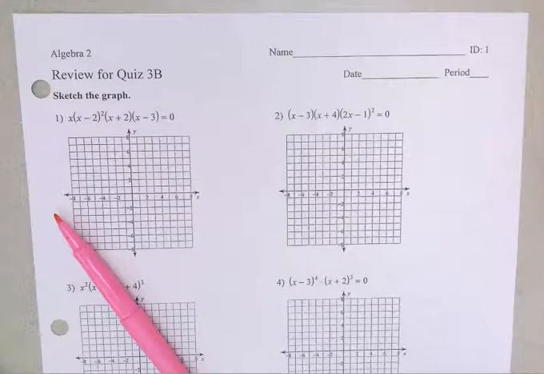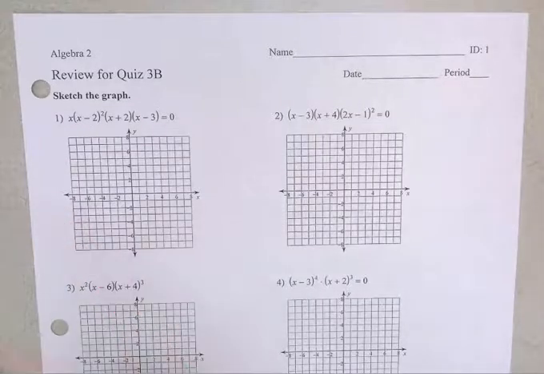Alright guys, this is a review for your quiz 3B, and just to let you know, we have cut the quiz down. It's only 10 questions, so this is just a good review of all the possible types of questions, but then you'll probably see 2 or 3 from each section instead of 4 to 6.